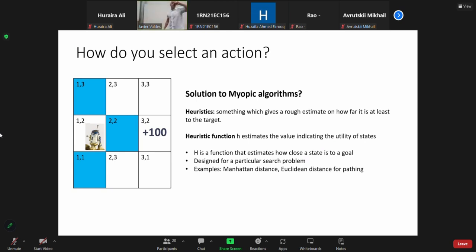We are going to see these distances afterwards also in clustering. They are being used all the time. These heuristics are being used all the time in algorithms. So let's see that we have this kind of grid.